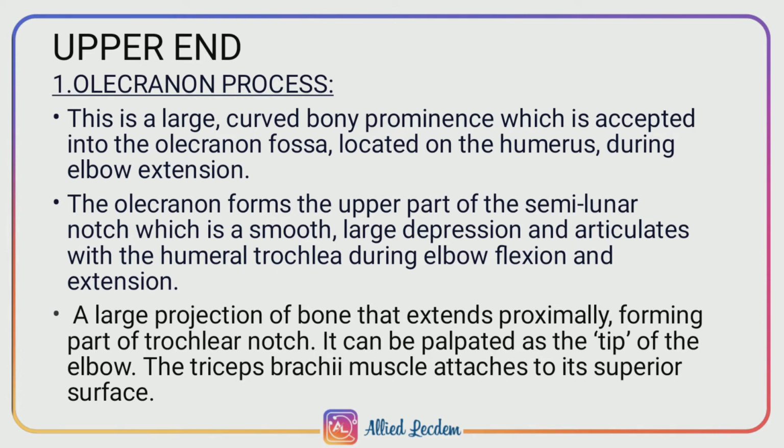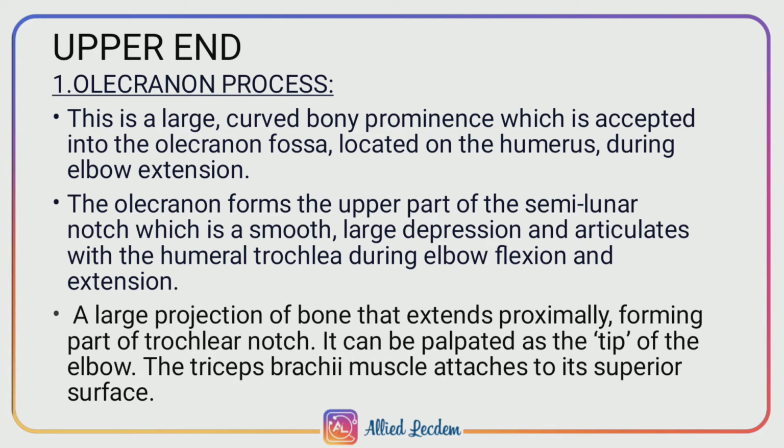First comes the olecranon process. It forms the upper part of the semilunar notch, which is a smooth, large depression and articulates with the humeral trochlea during elbow flexion and extension. It is a large, curved bony prominence which is accepted into the olecranon fossa located on the humerus during elbow extension. It is a large projection of the bone that extends proximally, forming a part of the trochlear notch, and it can be palpated at the tip of the elbow.